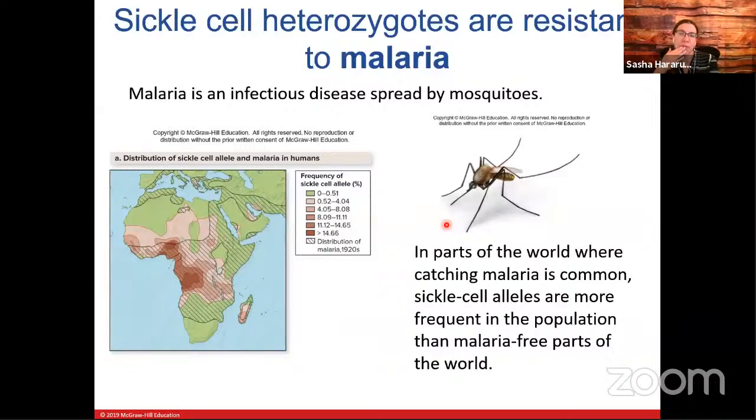So, in parts of the world where catching malaria is common, sickle cell alleles are more frequent in the population than in malaria-free parts of the world.